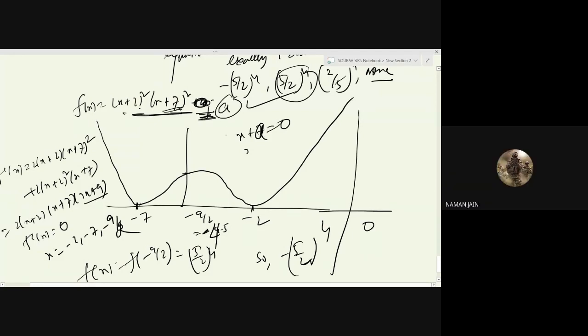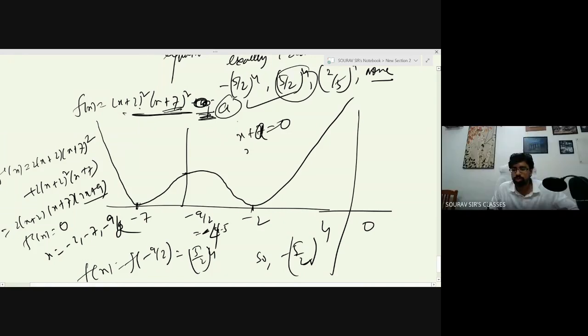Excuse me, sir. So what is the meaning of double root? Double root means the same value coming twice. Next is this one, which came actually as a subjective question.